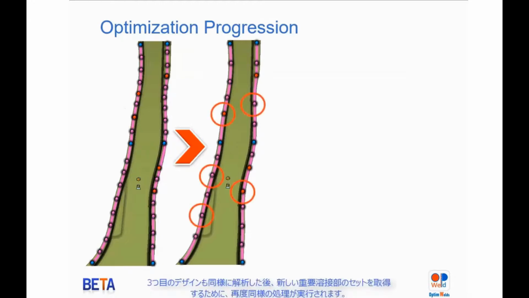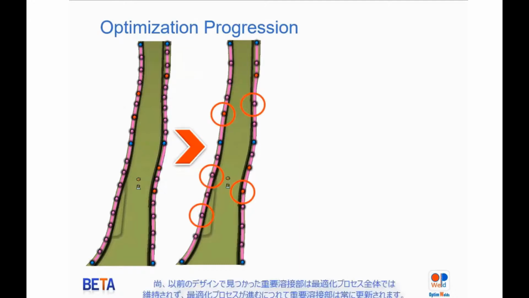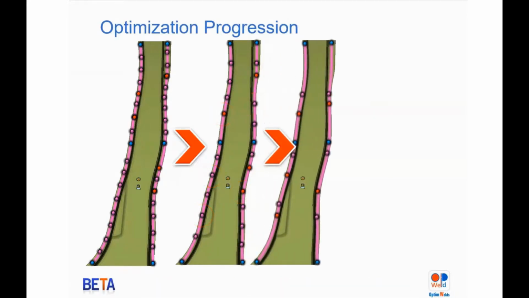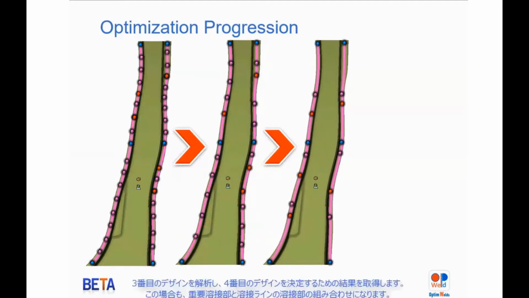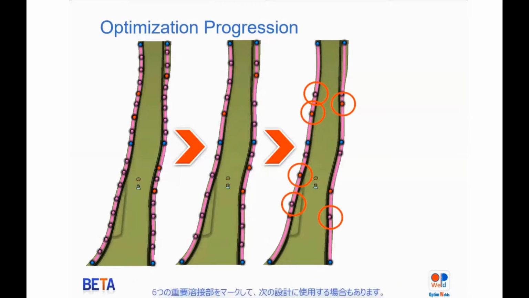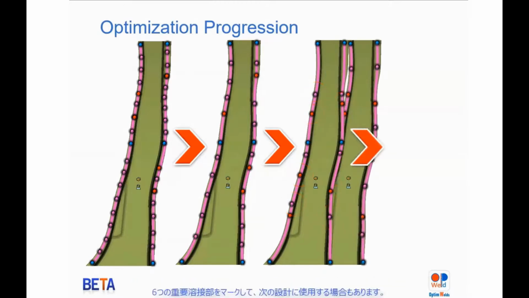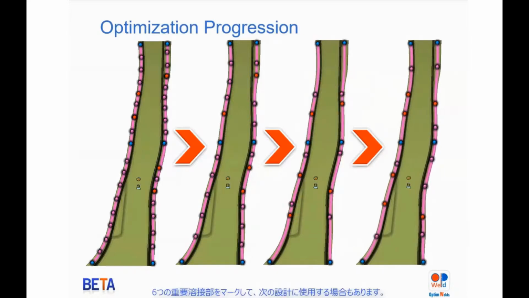Design 3 is going to be solved as well, and we're again going to get a new set of critical welds. And notice that when this happens, critical welds found in the previous designs need not be fixed throughout the entire optimization, so the critical welds are constantly being updated as the optimization progresses. Again, we'll solve design 3 and get a result for design 4. This is going to have, again, a combination of critical welds and welds from the spot weld lines. In this case, we're going to get 6 critical welds marked and use those for our next design.